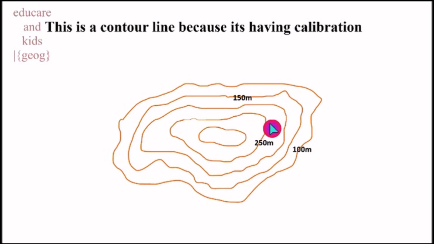The same way, the last contour does not have a calibration, but since the one before it is 250 meters, the last contour definitely is going to have what? 300 meters. So the first contour is 100 meters and the last contour is 300 meters. So this is a contour line because it has calibration.